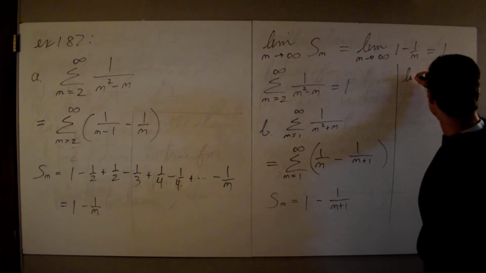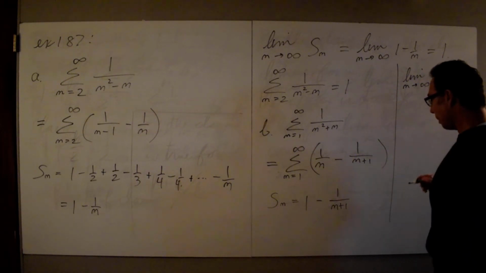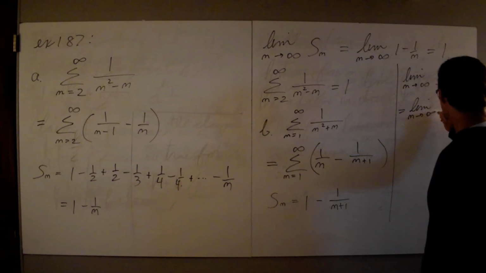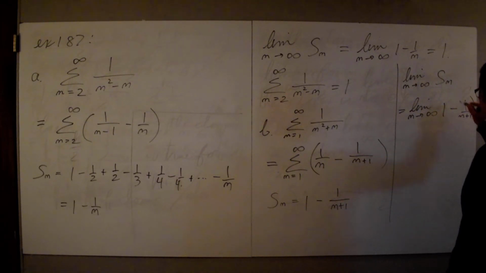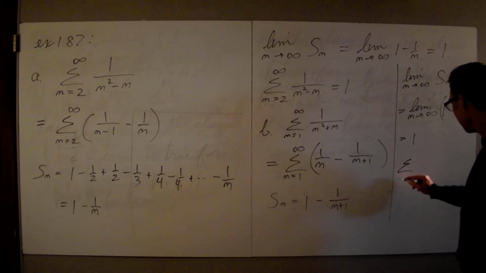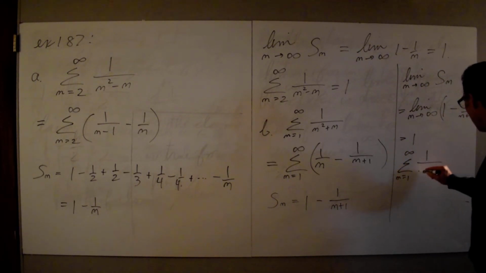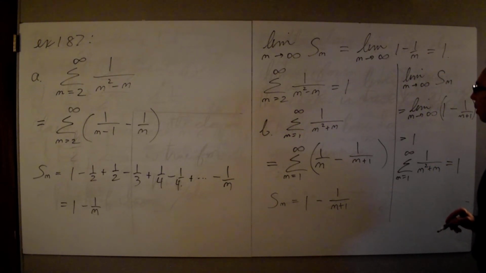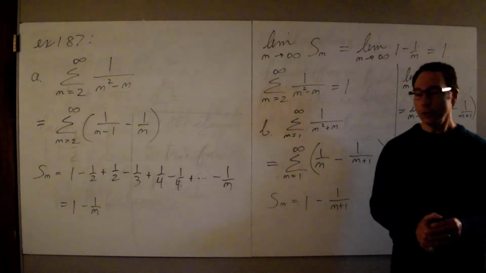Well, the limit as n goes to infinity of s sub n then is the limit as n goes to infinity of 1 minus 1 over n plus 1, which is 1. What this tells us then is the series n equals 1 to infinity of 1 divided by n squared plus n is equal to 1. We'll use parts A and B to do part C.